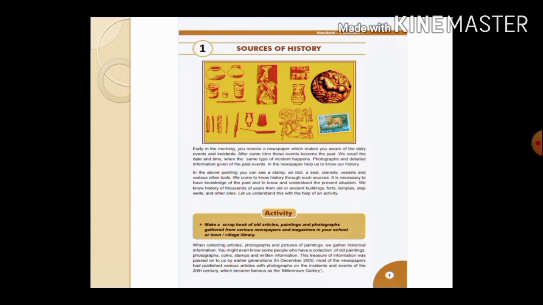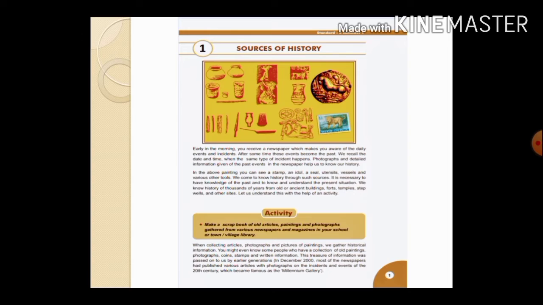Now moving ahead with an activity given there: make a scrapbook of old articles, paintings, and photographs gathered from various newspapers and magazines in your school, town, or village library. As we have already gone through the above two paragraphs, you can collect such old cuttings of your city from newspapers and magazines, and prepare a scrapbook according to your convenience. It's not a kind of homework, but a fun activity where you can get lots of historical information about your city or town.